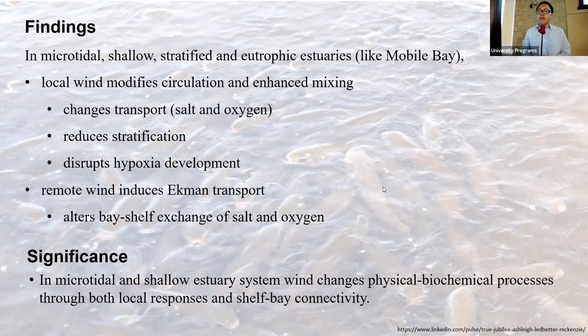So in microtidal shallow estuaries like Mobile Bay, the local wind can modify the circulation, cause mixing, and change the transport of salt and oxygen. And the southeast wind reduces the stratification and disrupts the hypoxia development. The remote wind, right, causing downwelling or upwelling, will alter the bay-shelf exchange at the mouth. So finally, that means in Mobile Bay, the wind changes both physical and biochemical processes through both the local wind as well as the remote wind.